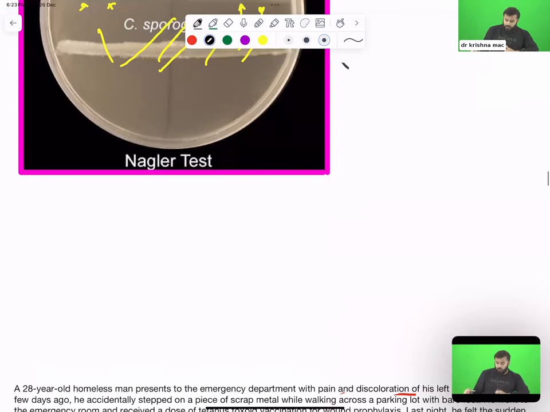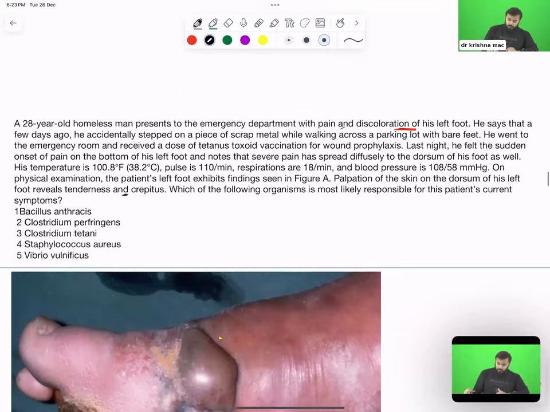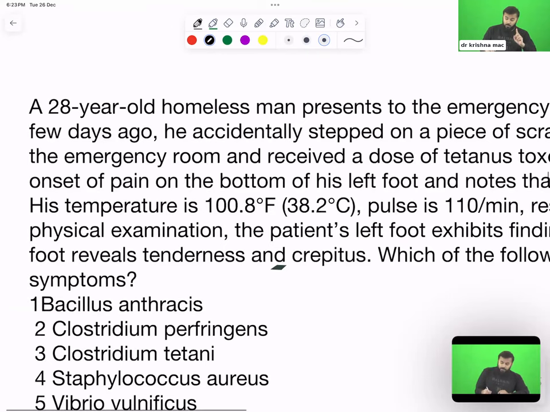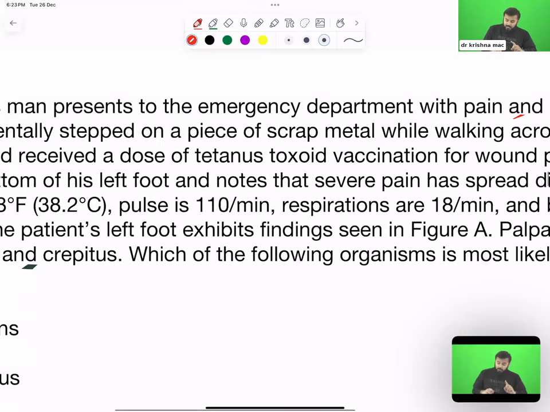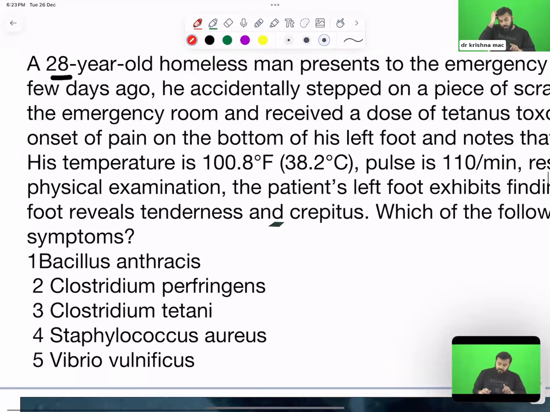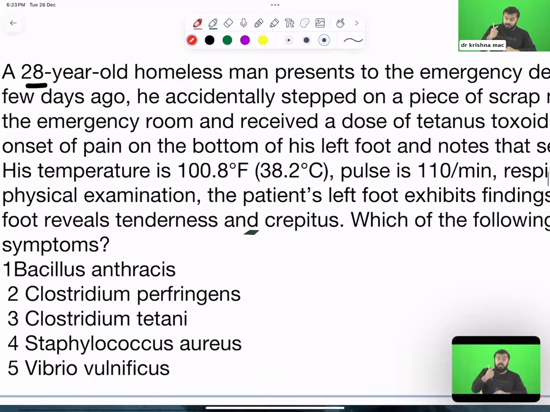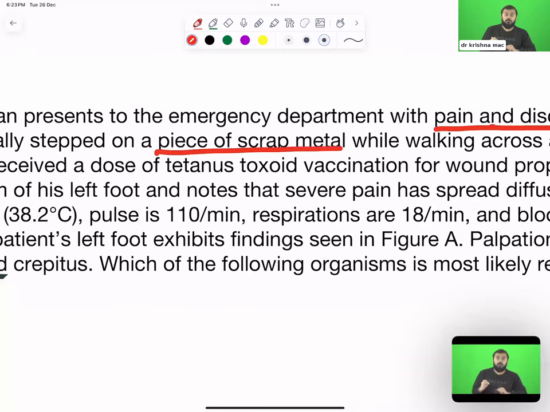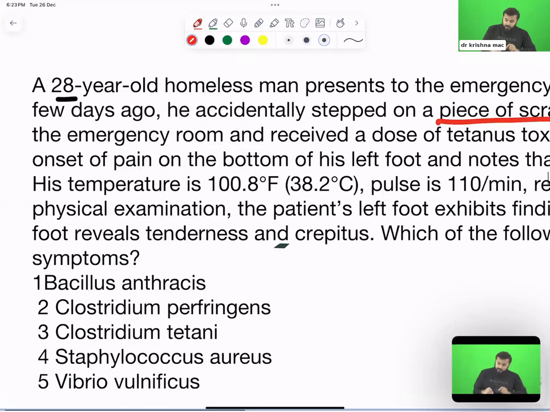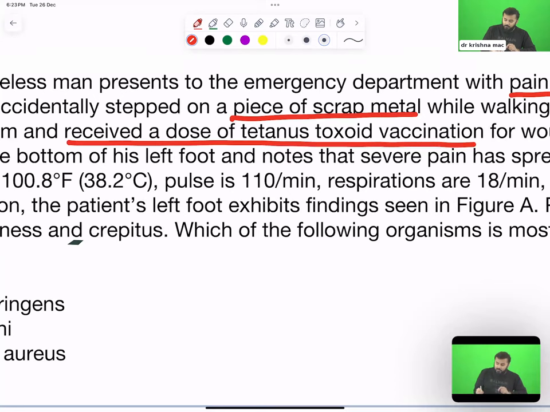Now, just look at this question which was asked previously. A 28-year-old homeless man presented to the emergency department with pain and discoloration of his left foot. He says that a few days ago, he accidentally stepped on a piece of scrap metal. So right now, what comes into your mind? You might think this might be a case of tetanus, while walking across a parking lot with his bare feet. He went to the emergency room and received a dose of tetanus toxoid vaccine for wound prophylaxis.